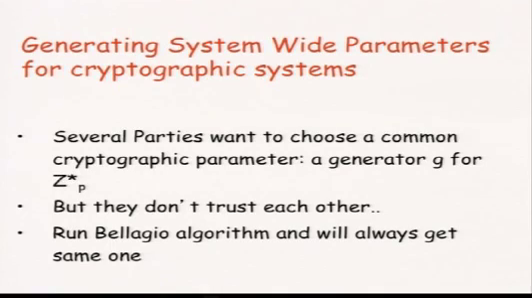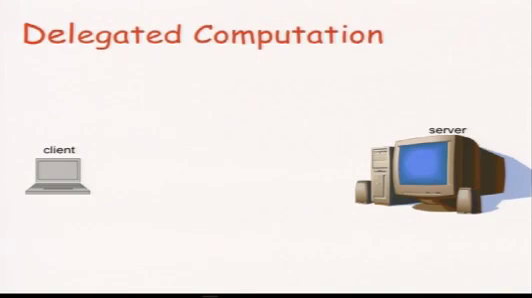So one thing they could do is they could say, you know what, Shafi, you do it. We trust you. But the whole premise of cryptography is we don't trust anybody, not even me. So they don't trust each other. What they could do is run one of the probabilistic algorithms of the past, each one separately, but then each one would come up with a different generator. However, if they would run one of these Bellagio algorithms, all of them will come up with the same one, and therefore they don't have to suspect that someone has done something fishy to come up with a generator, which is a system-wide parameter.